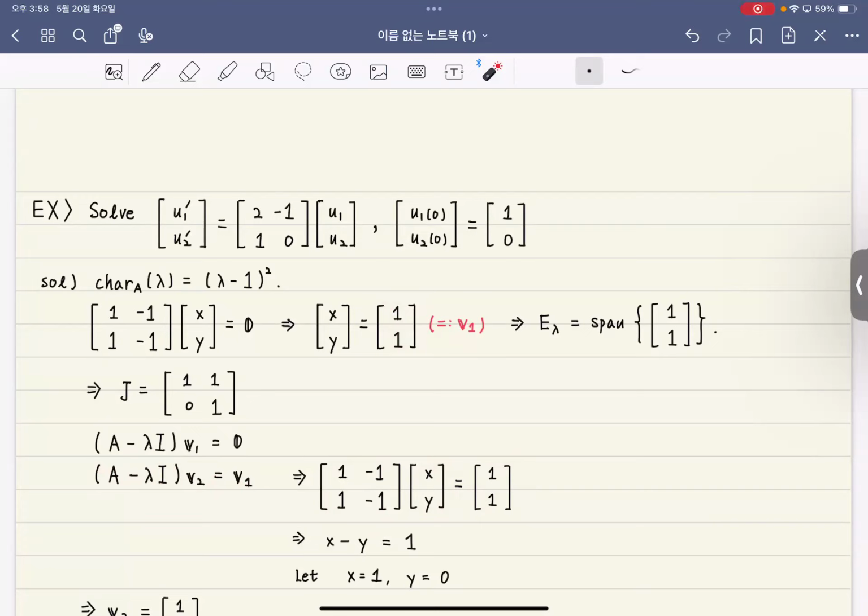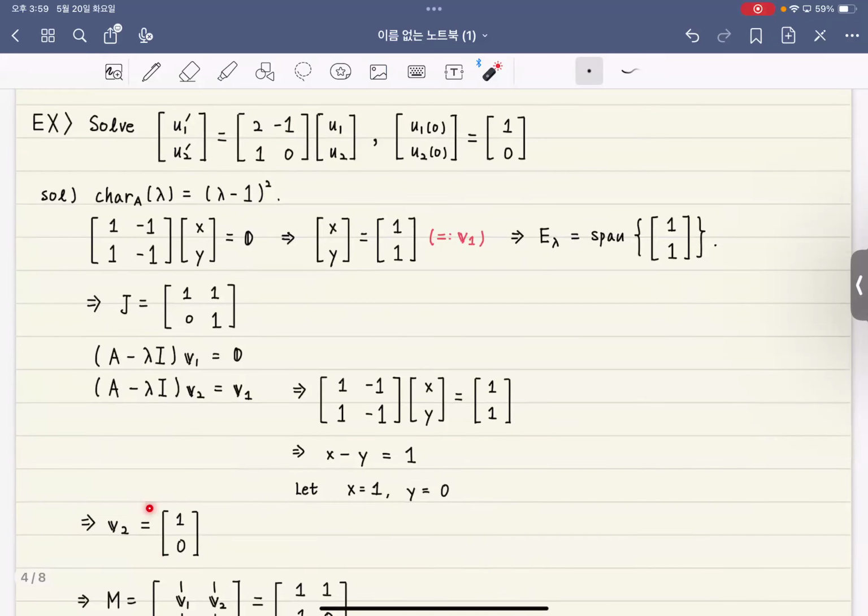Okay. And it turns out x minus y is 1. So in principle, every x and y satisfying this relation will be your vector V2. But for simplicity, there is no reason to stick to a complicated number. So I will just say x equals 1 and y equals 0. Good?